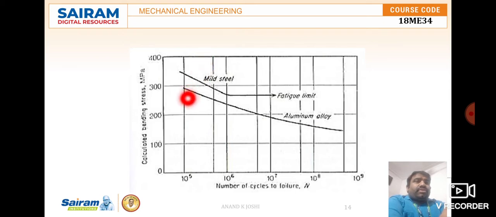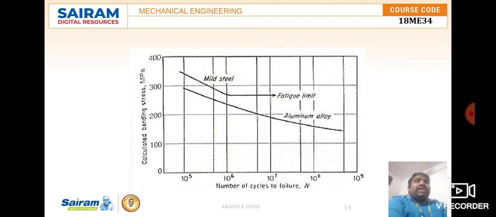So for the aluminium, what happened? The stress to cause failure decreases as the number of cycles increases. See, as the number of cycles increases, the stress is going to decrease. In other words, as the number of cycles increases, the stress decreases and the fatigue strength decreases.